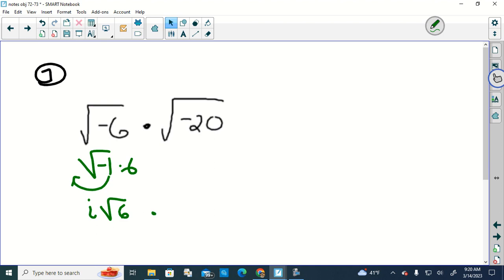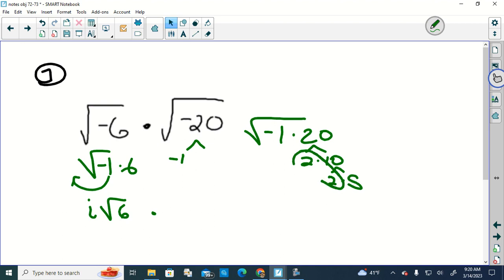So if I leave that separate, then I can simplify this one down into a -1, and now we break down 20. If I broke down 20, I can go 2 and 10, and then 2 and 5, so I would have a pair of 2's that would come out, plus the negative that would come out. So that's going to make it 2i, and then the number that is left over is going to be 5.